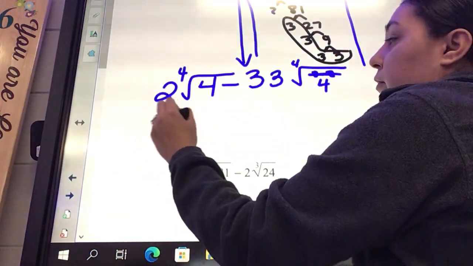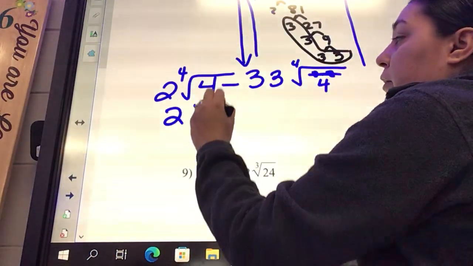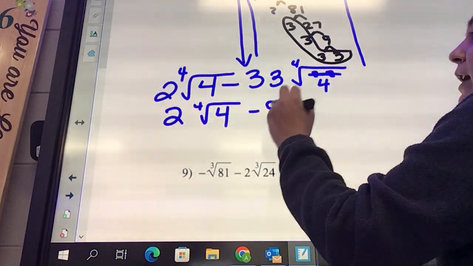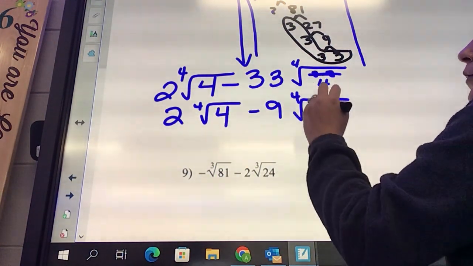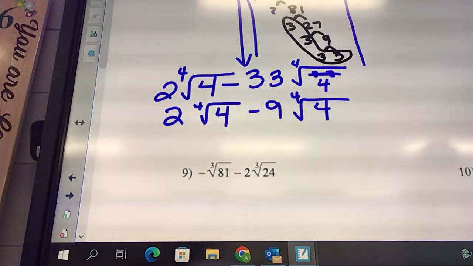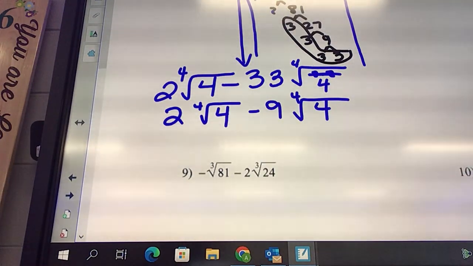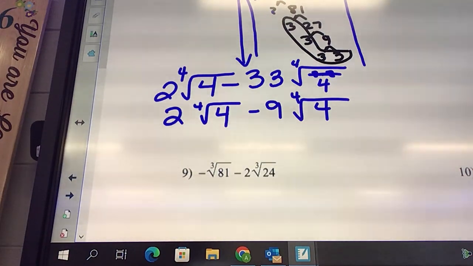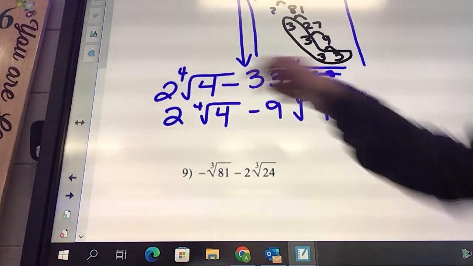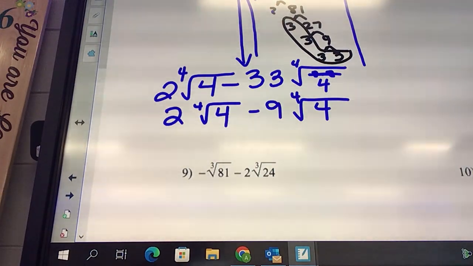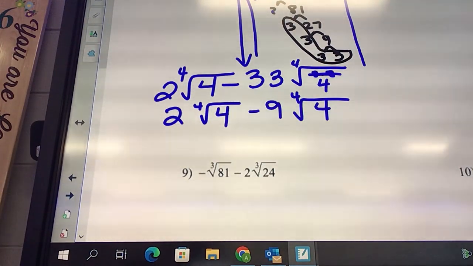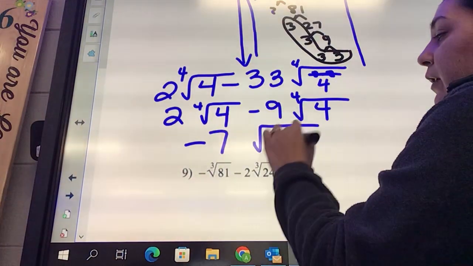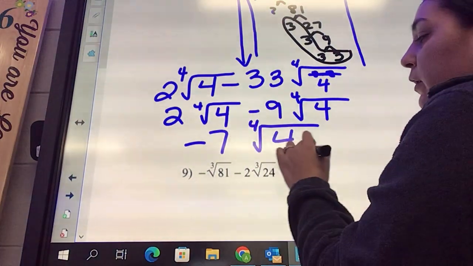So you're gonna get 2 fourth root of 4 minus 9 fourth root of 4. Now, can you combine them? Okay, they both have the same number on the inside and they both have the same index. The index is that little baby 4. So what is 2 minus 9? Negative 7 fourth root of 4, with the index of 4.